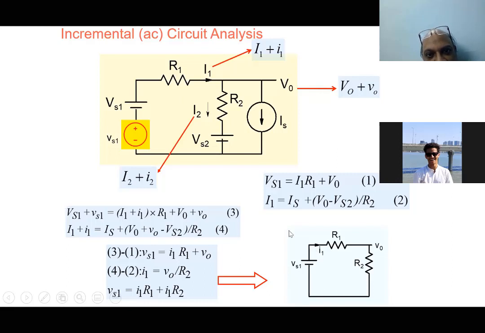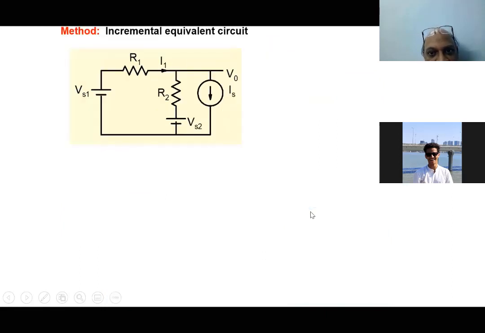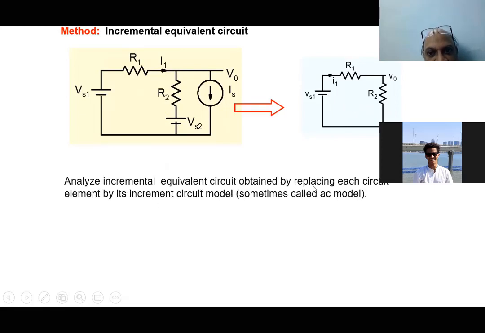So what we are saying is that the incremental circuit analysis that we had just talked about, relationships between these incremental changes, can be done by solving an incremental equivalent circuit. So from this circuit, we can get this incremental equivalent circuit. And the incremental equivalent circuit, so this is what we just obtained. The incremental equivalent circuit is obtained by replacing each circuit element by its incremental circuit model. Because we are talking about incremental analysis also as an AC analysis, it is also called the AC model.